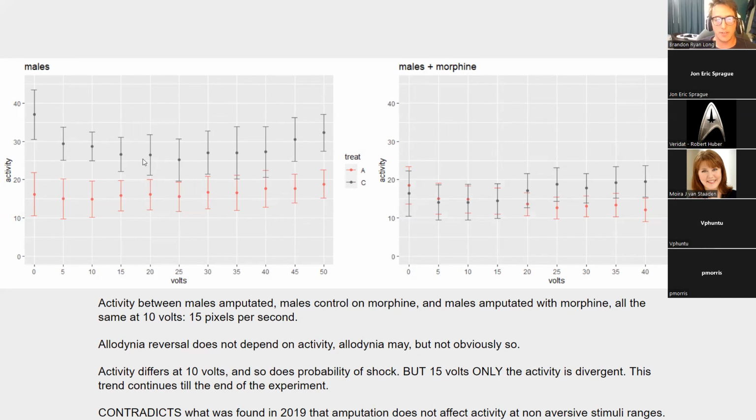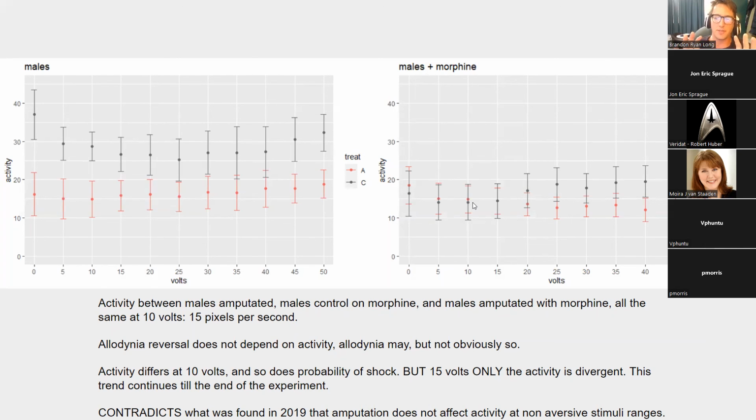If you look at this line and this line over here, the gray, they are the controls, right? And if you compare the controls not on morphine and not amputated to the controls on morphine, what we see is a marked reduction in activity almost to the point of amputation. But when we see amputation and morphine, there is a reduction of activity, but it's not huge. It's not as big as it was.